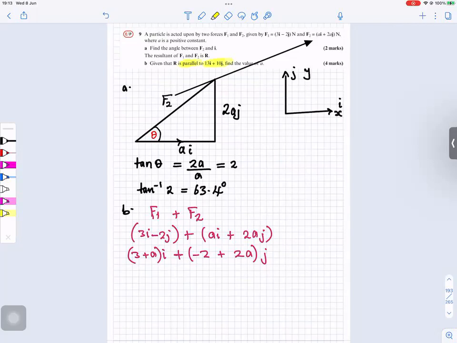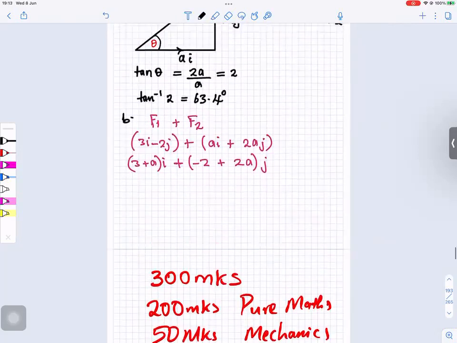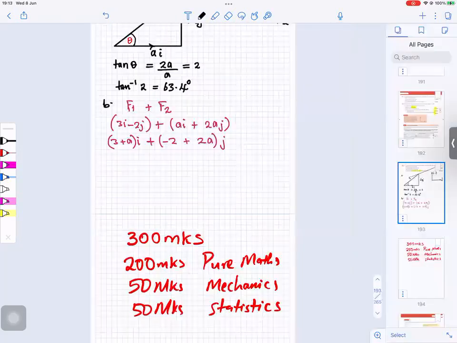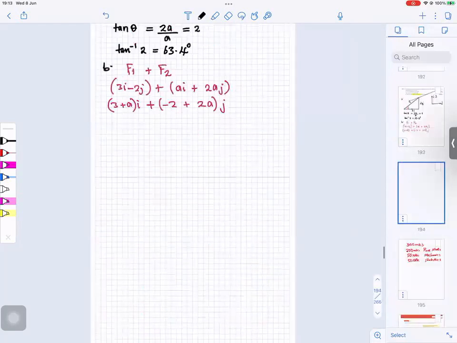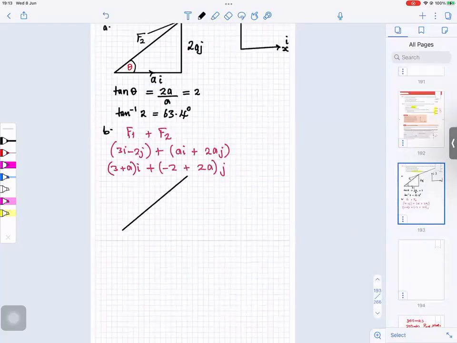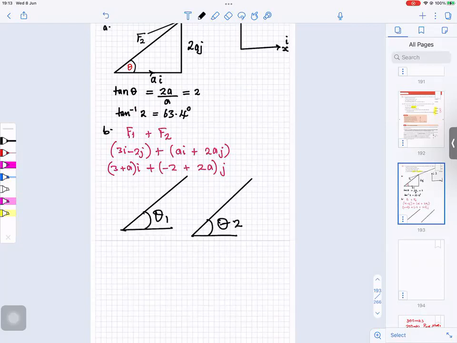They are parallel. Oh, yeah. So when two vectors are parallel, what happens to the angle? Will it be the same or different? The same. Correct. So if you have two lines like that, if they are parallel, this angle, call it theta 2, is the same as this angle theta 1.